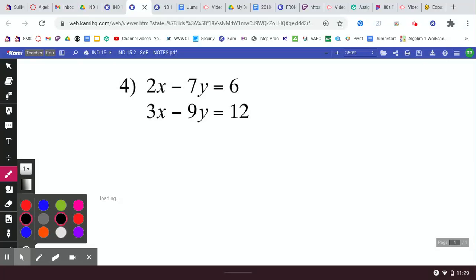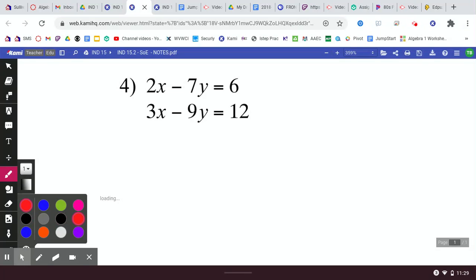All right, so thinking through this, kind of think critically through the whole problem before you do any work. I've got 2x and 3x. They don't cancel each other out. I got negative 7 and negative 9. Those don't. I can't make a 2 a 3 by multiplying it by anything. I can't make a 7 a 9 by multiplying it by anything. So that means it's a double multiplication.